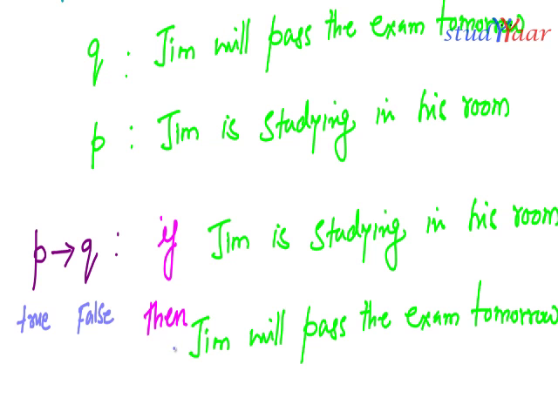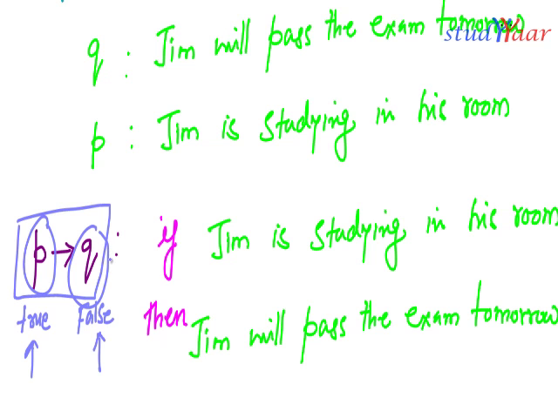Okay, so I am saying if Jim is studying, then he will pass the exam. But Jim has studied, but he has failed the exam. Therefore, this proposition is false. Okay, therefore this proposition is not correct. Hence I say implication is false when P is true, or when the hypothesis is true and the conclusion is false.